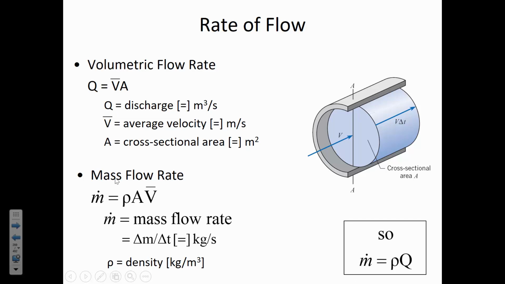And so what we can say is that m dot, the mass flow rate, is just the density times the volumetric flow rate for a certain stream.